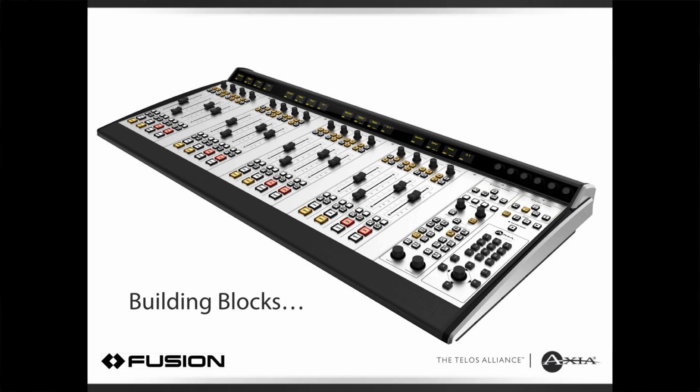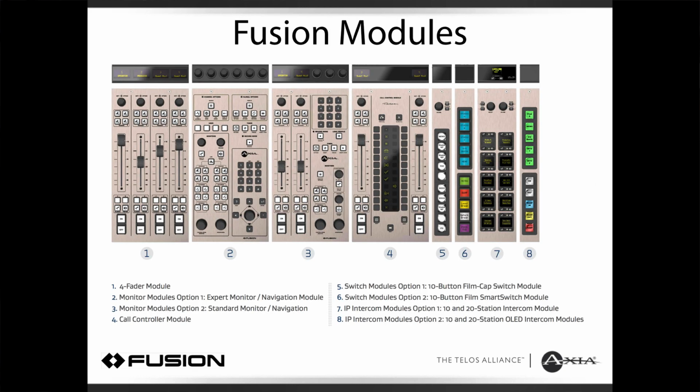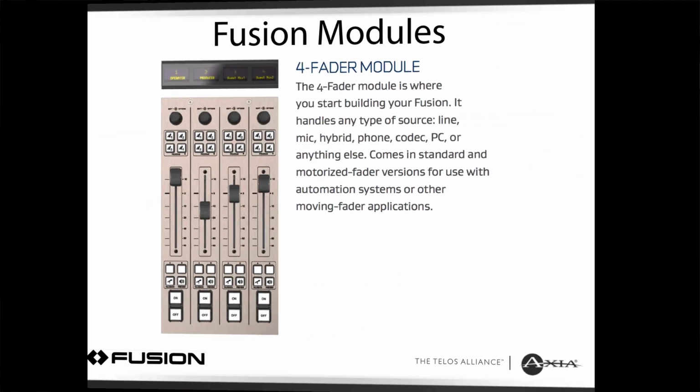Let's look at some of the building blocks now of a Fusion console. There's the 4-fader module, very popular. You're going to need several of these. A couple of different choices for monitor modules, monitor navigation modules. The first one there is the expert one. The second one is the standard monitor. We'll take a more detailed look at these in just a minute. There's the Telos call controller module, and then there are modules for intercom and for button functions that can control anything in Pathfinder.